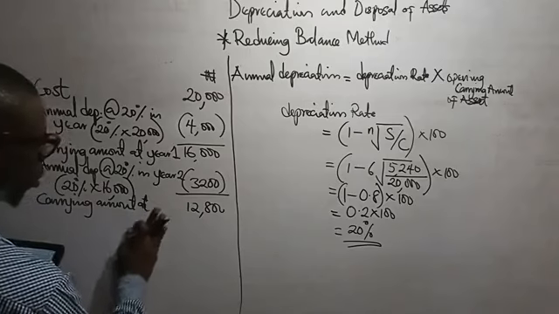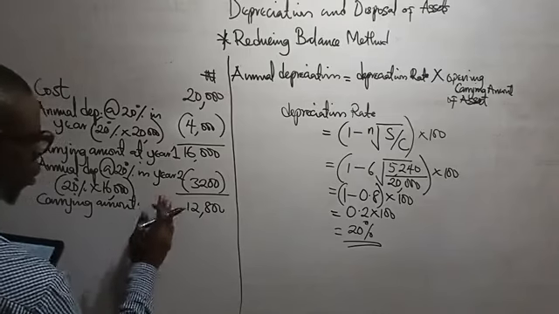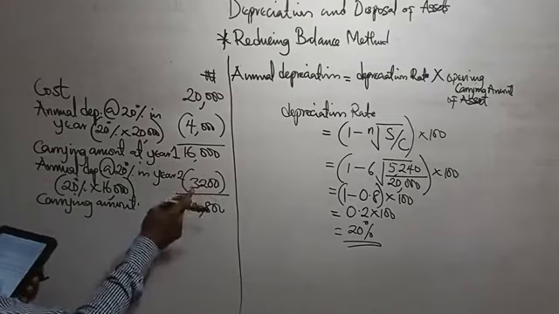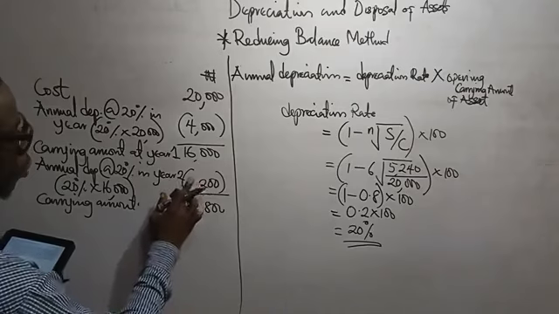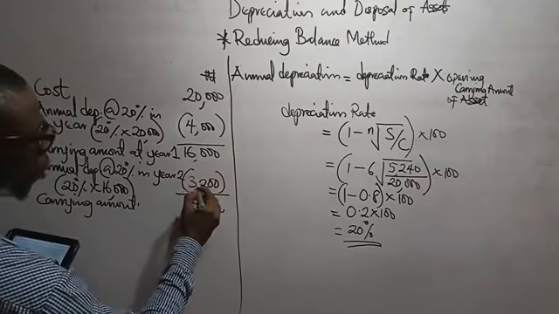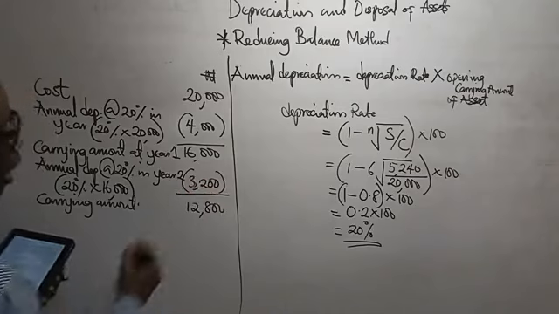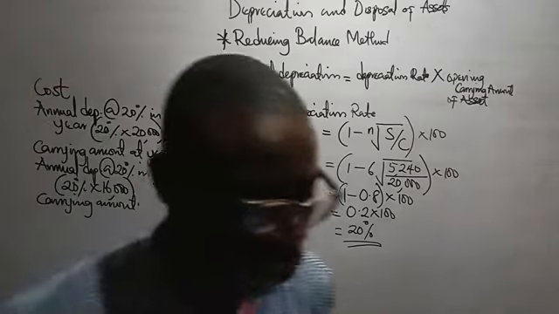Sorry, how do you arrive at 12,800? Only 16,000 minus 3,200. But you used that 16,000 earlier. No. Let me explain the concept to you now.